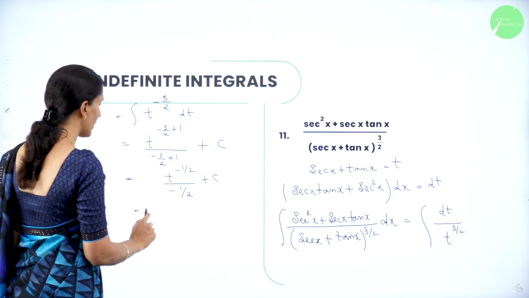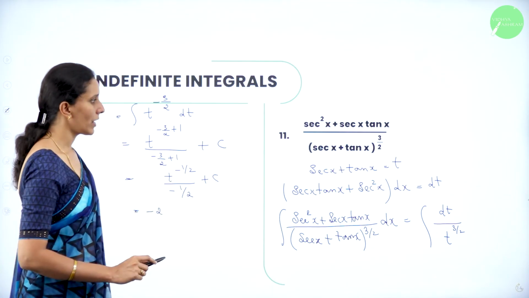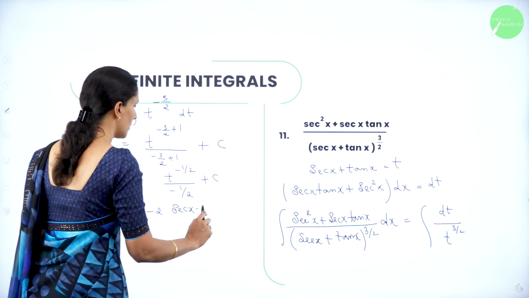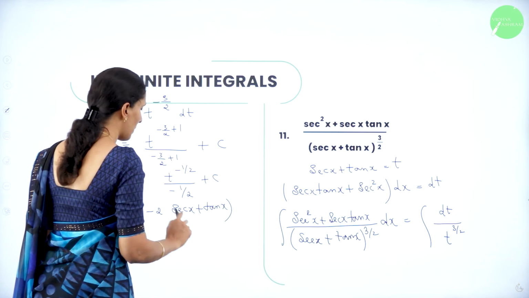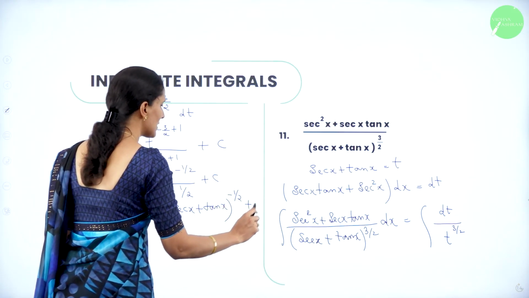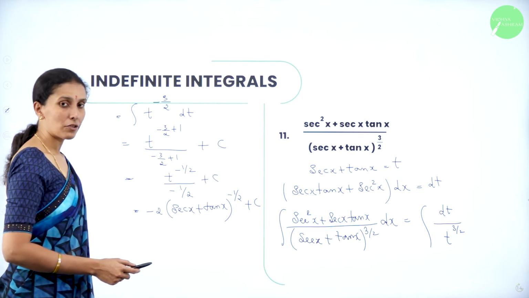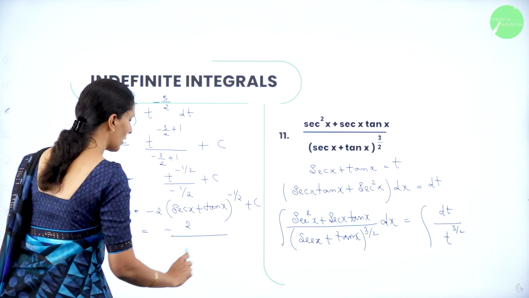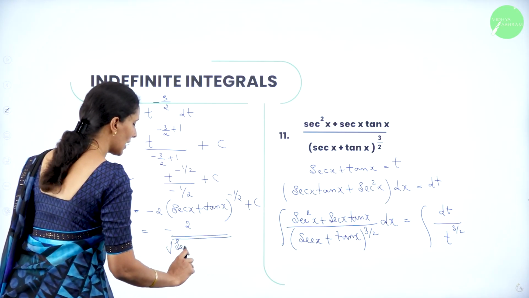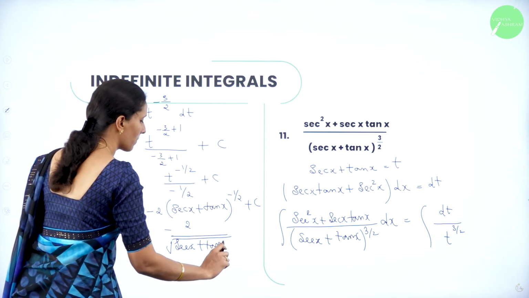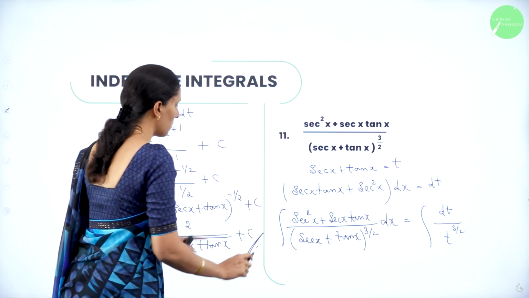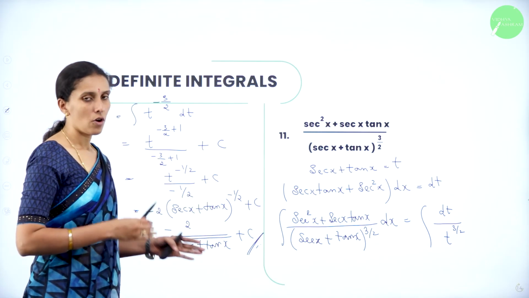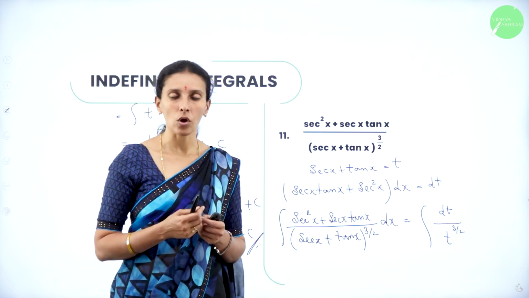So this becomes minus 2, t to the power minus half, which means minus 2 into secant x plus tan x to the power minus half plus c. If you shift minus half to the denominator, it becomes plus half, so you can write the value as minus 2 divided by root of secant x plus tan x plus c. Because half means square root, when you shift to the denominator it becomes to the power half. You can also write it under the square root.